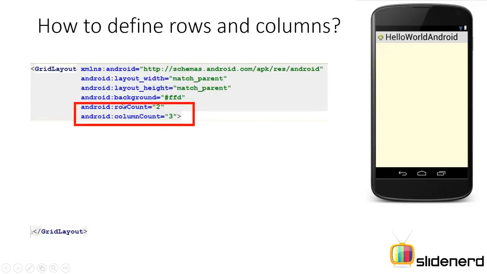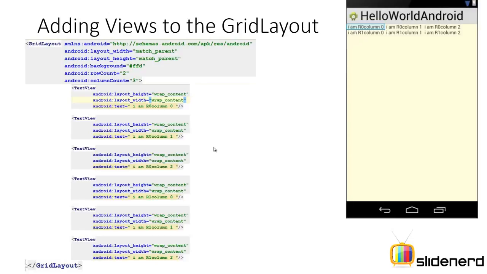This is the first step where I say the number of rows by specifying android:rowCount equals 2. That means I want 2 rows and I want 3 columns, and that's what I do over here. Next step, what I do is I simply add the views inside.